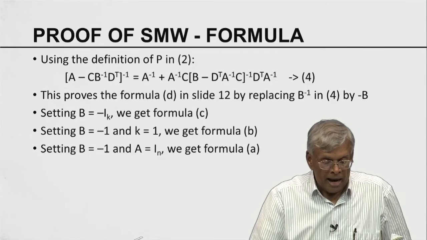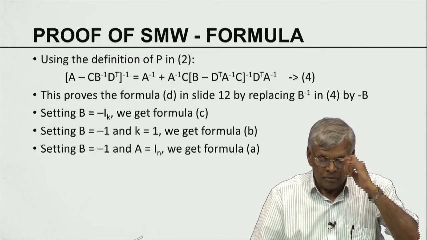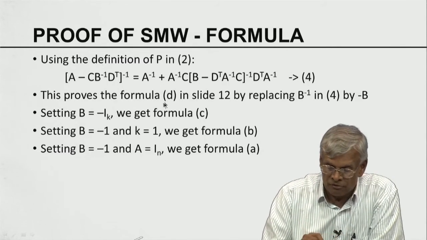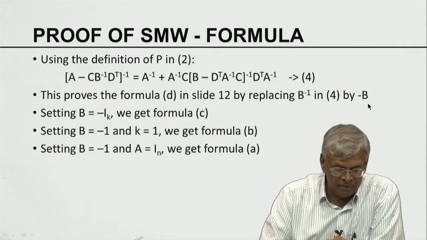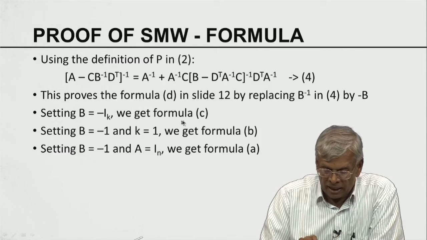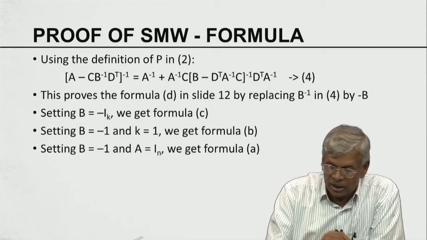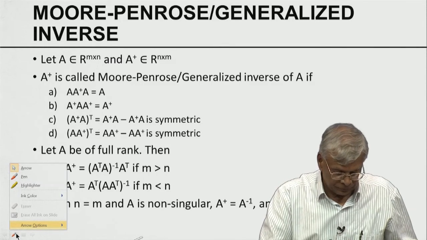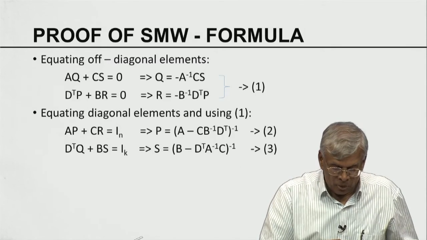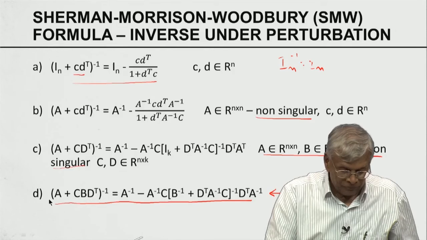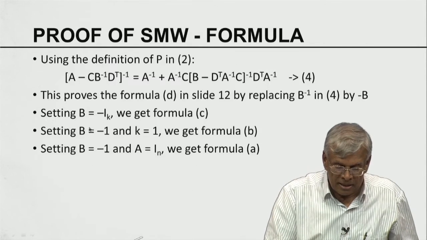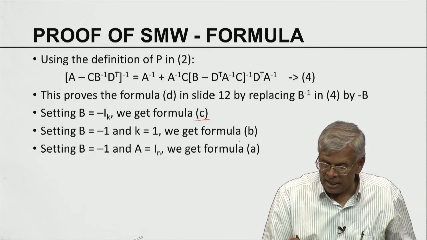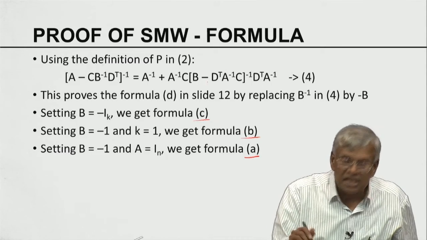So now you can see I have derived the formula using these three pages of derivations. This is one of the fundamental ways in which we can express the Sherman-Morrison-Woodbury formula. This proves formula D in slide 12 by replacing B inverse by minus B. By letting B equal to 1, I can get formulas B, C and A. By proving this one single formula D, and then specializing by choosing different parameters, I derive C, I derive B, I derive A. So D is a generalization of A, B and C.